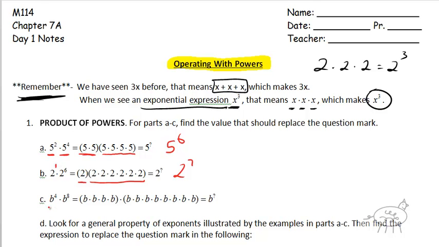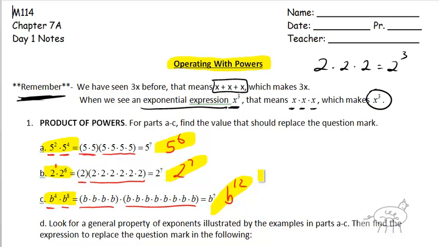The next one is b to the 4th times b to the 8th. Here's b to the 4th, and here's b to the 8th. How many do I have here? If you count them up, I have 12, b to the 12th. Just look at what we did here, math fans. 5 squared times 5 to the 4th is 5 to the 6th. 2 to the 1st times 2 to the 6th is 2 to the 7th. b to the 4th times b to the 8th is b to the 12th.